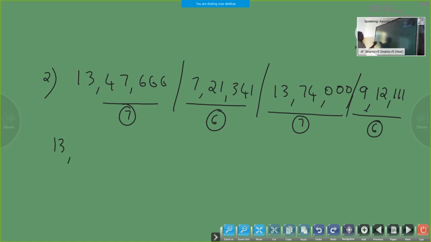13 lakh 74,000. Very good. Because two numbers are having 7 digits, you compare from the leftmost position. So in that case, the third number is the bigger one. So definitely you can write the next bigger one, which is that? Tell me. 13 lakh.